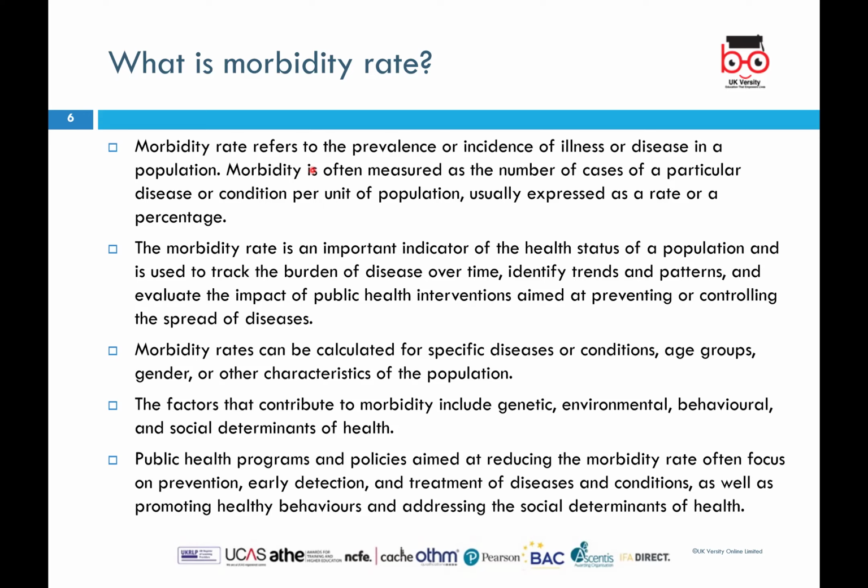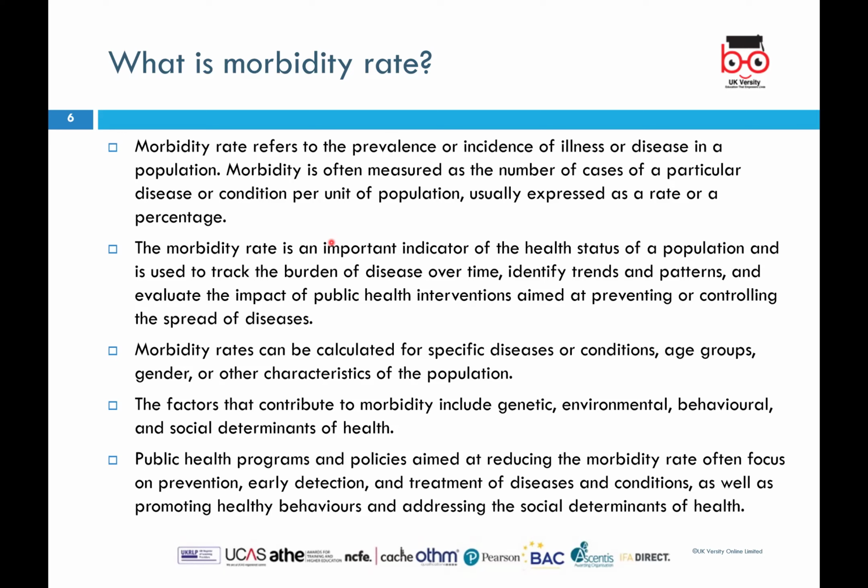How common is it? So morbidity is often measured as a number of cases of a particular disease or condition per unit of population, and it's expressed again as a rate, as with mortality. Again, it tells you trends, patterns, and how to evaluate the public health intervention. So you might want to intervene in a disease process by adding a vaccine. How did that help? How did that reduce morbidity? Did that increase morbidity? Morbidity rates again can be calculated as for mortality for different age groups, gender, or other characteristics of the population.